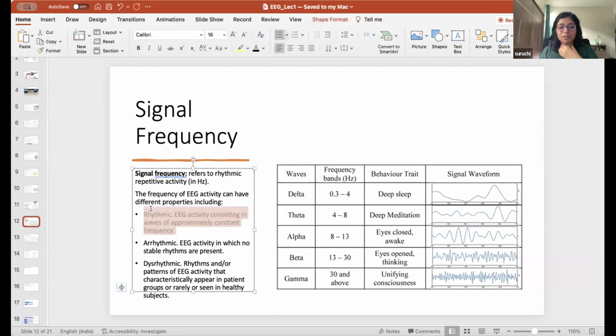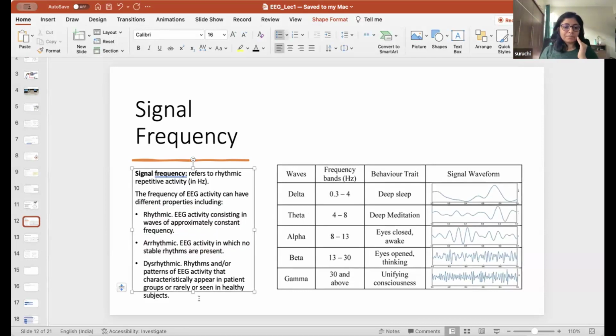What I'm saying is that rhythmic is rare. Rhythmic happens in very peculiar states. In deep sleep, rhythmic is happening, which is one pure frequency. Everything is going, a coma probably. Arrhythmic is most normal, which means there's no one stable rhythm. There's a combination of things going on together.